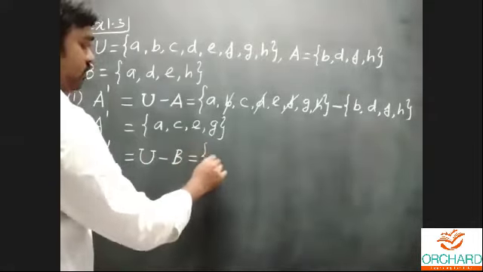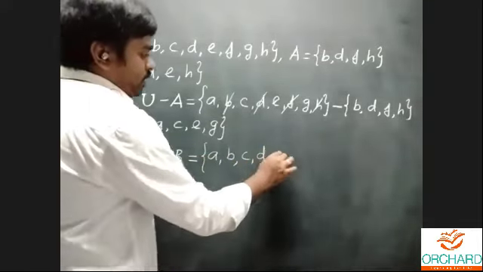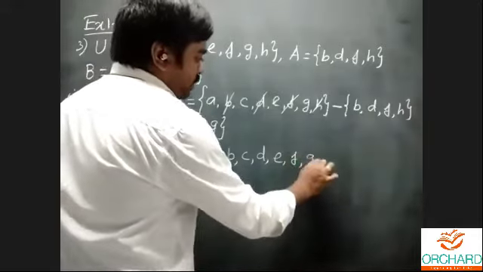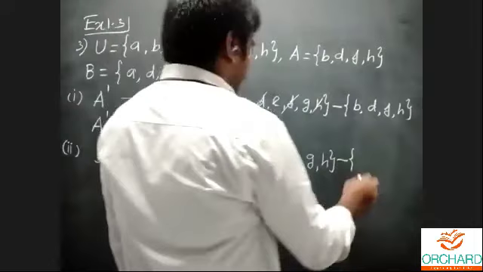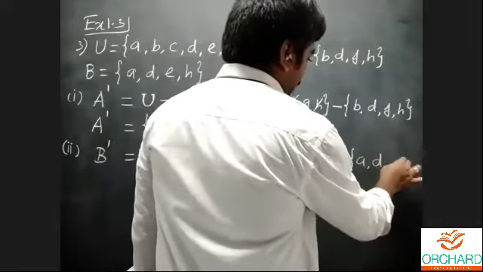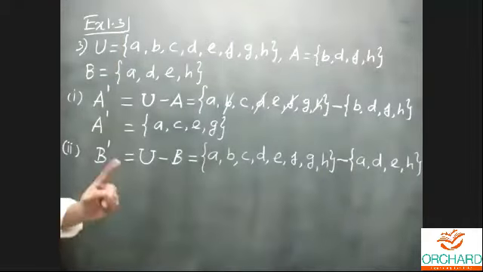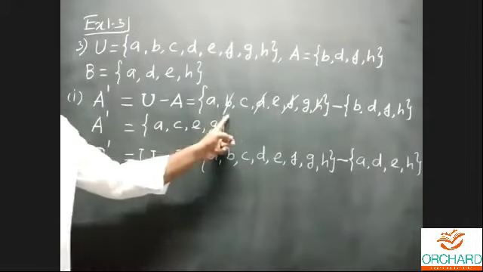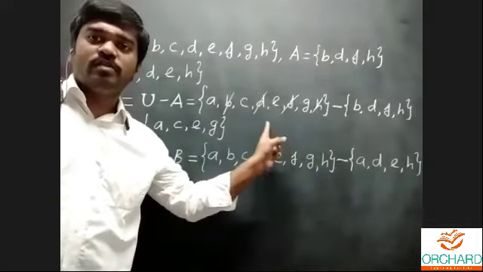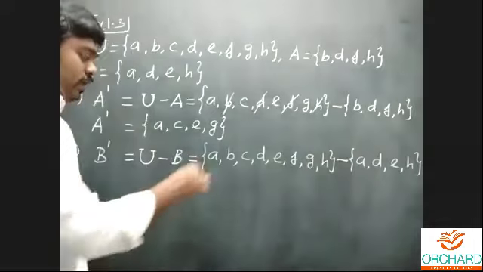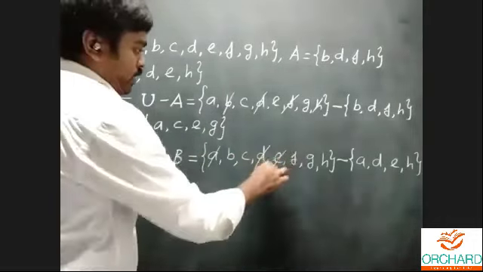Write down the elements of the universal set: A, B, C, D, E, F, G, H. Difference the elements of set B: A, D, E, H. Now this is the set B. Listen carefully: use a pencil to strike out the elements, for your understanding. That's why I'm striking out those elements: the common elements A, D, E, H.